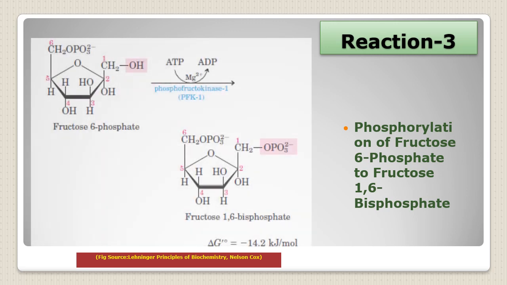In reaction 3, phosphofructokinase 1, this is the name of the enzyme, which is shortly also known as PFK1. This enzyme catalyzes the transfer of a phosphoryl group from ATP to fructose 6-phosphate to yield fructose 1,6-bisphosphate.